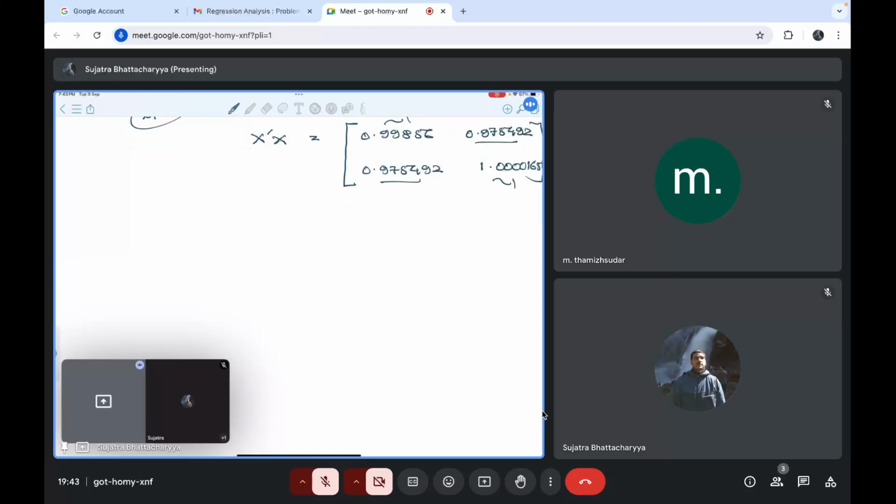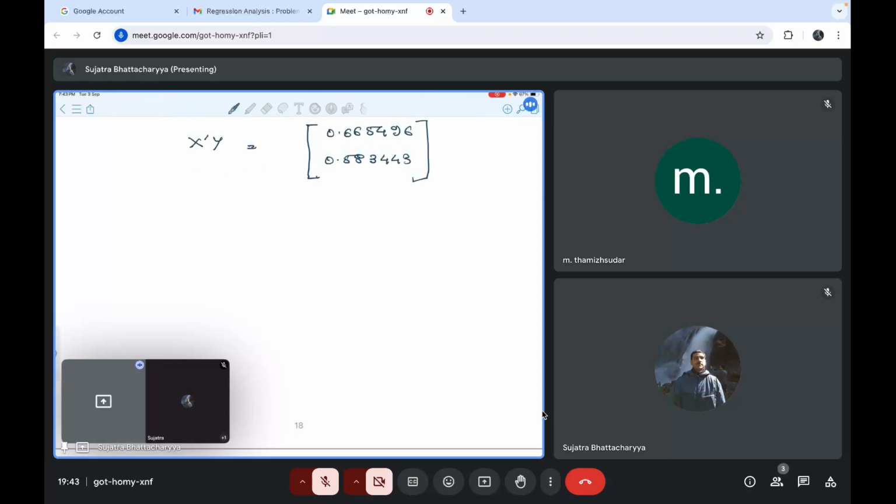Now, if you have to calculate its inverse, we will do it. So let's do X prime y. X prime y, I have already calculated. It is 0.665496, 0.583443. So X prime y is known. Now we need X prime X inverse.